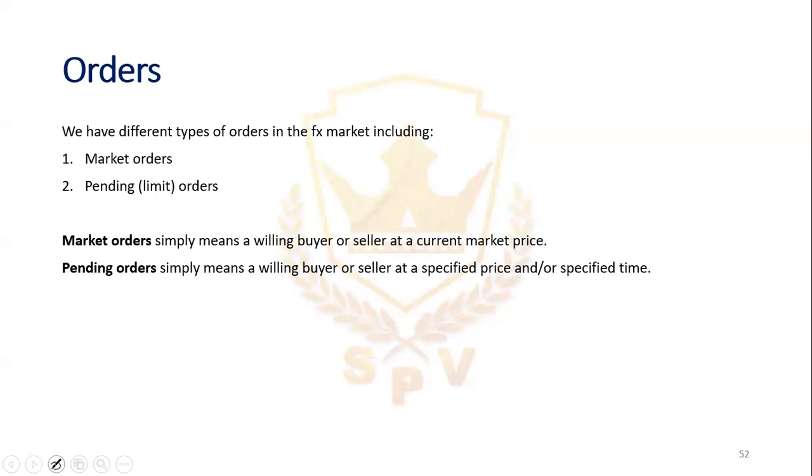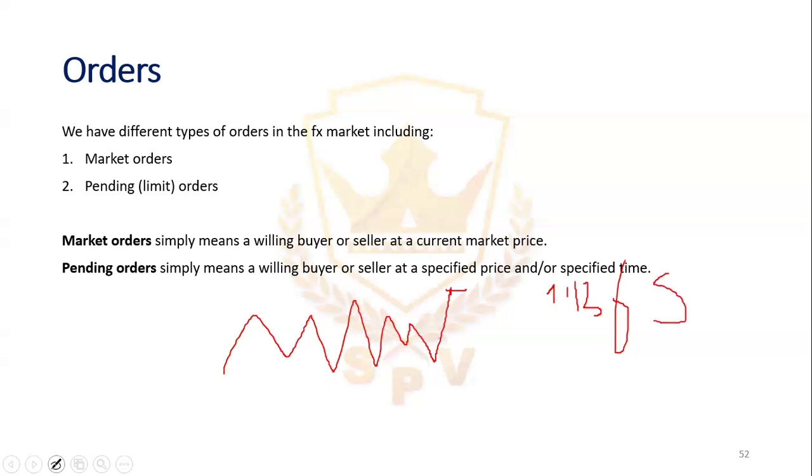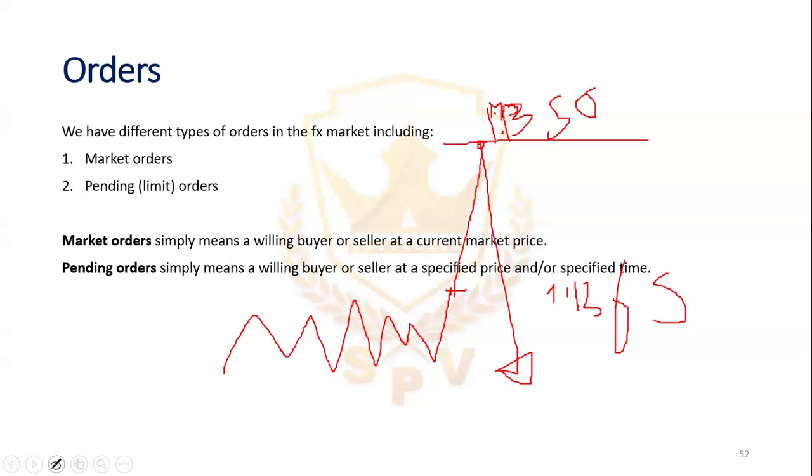So you may put in an order. For example, you may have a market where price is at this point, maybe around 1.1305. And you see that if price goes to 1.1350 and touches this price level, price would drop. So you're very sure that if price reaches this level, the market will reverse and start selling. So you put in a pending order here to sell when the market reaches that level.